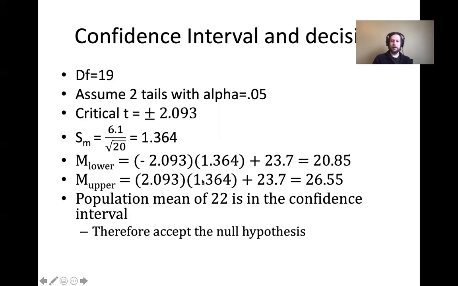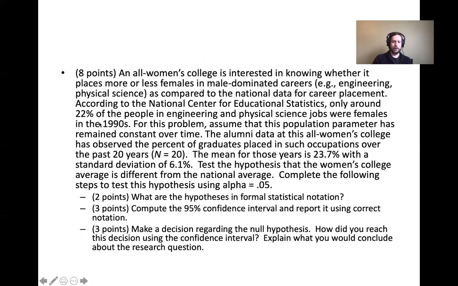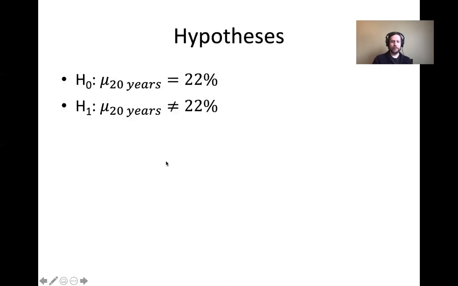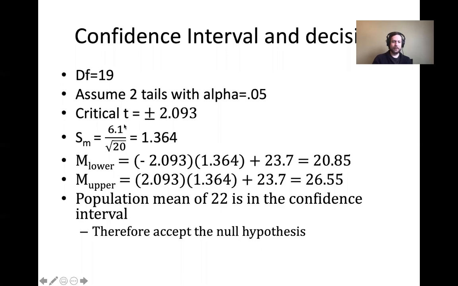I want to make sure that we understand how to calculate this estimated standard error. I've plugged it in right here, 6.1 divided by the square root of 20. So let's go back to the problem real quick. That 6.1 comes from right here. The sample standard deviation is 6.1%. The sample size is 20. So the sample standard deviation divided by the square root of 20 gives us the estimated standard error, which is 1.364. Plugging that in right there, and right there.